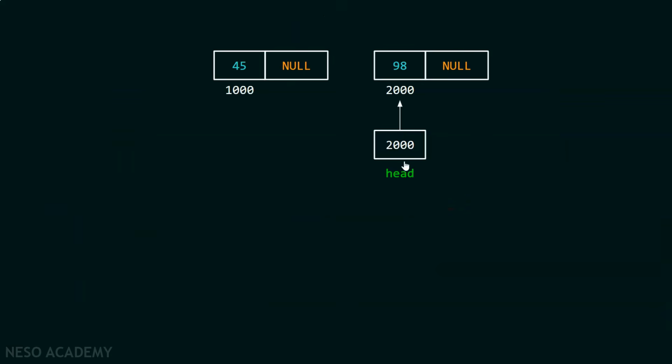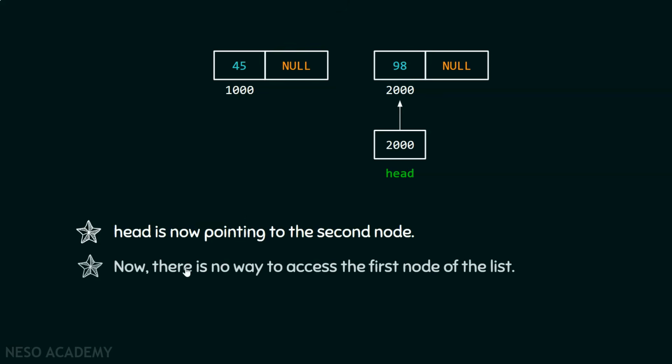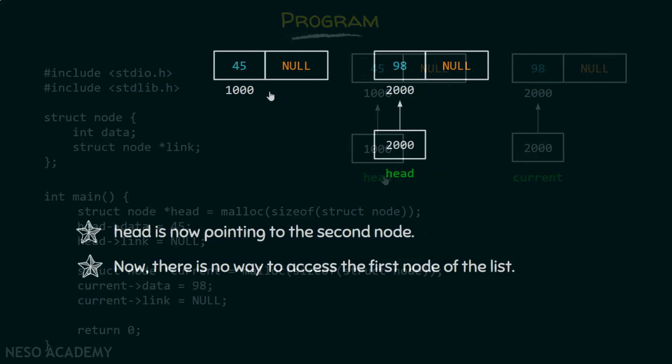Basically, you can see that the head pointer is pointing to the second node of the list. Isn't that so? Head is now pointing to the second node. Now there is no way to access the first node of the list. We have lost the reference of the first node. Previously head was pointing to the first node. Now it is pointing to the second node. There is no way to access this node at all, right? Because the only way to access this node was through this pointer. Now it is pointing to the second node. So what is the solution?